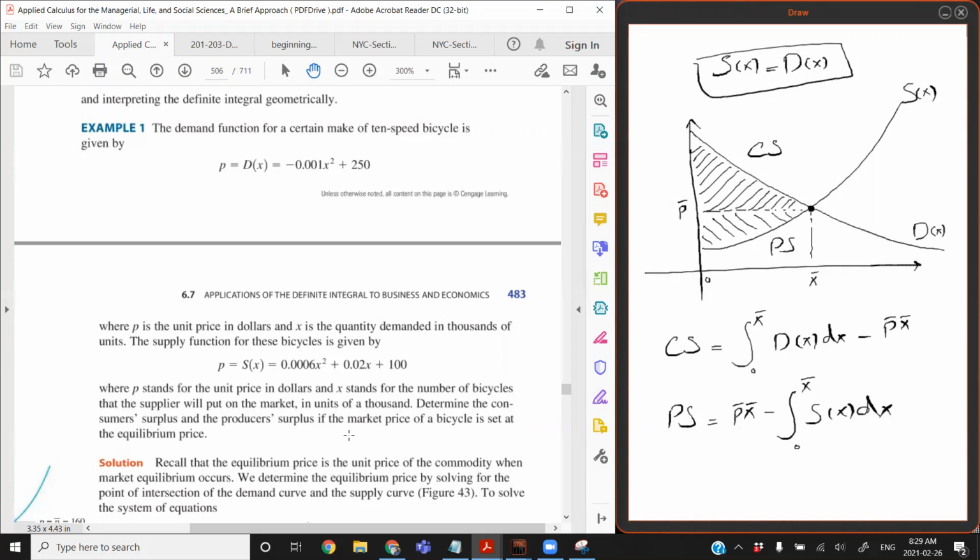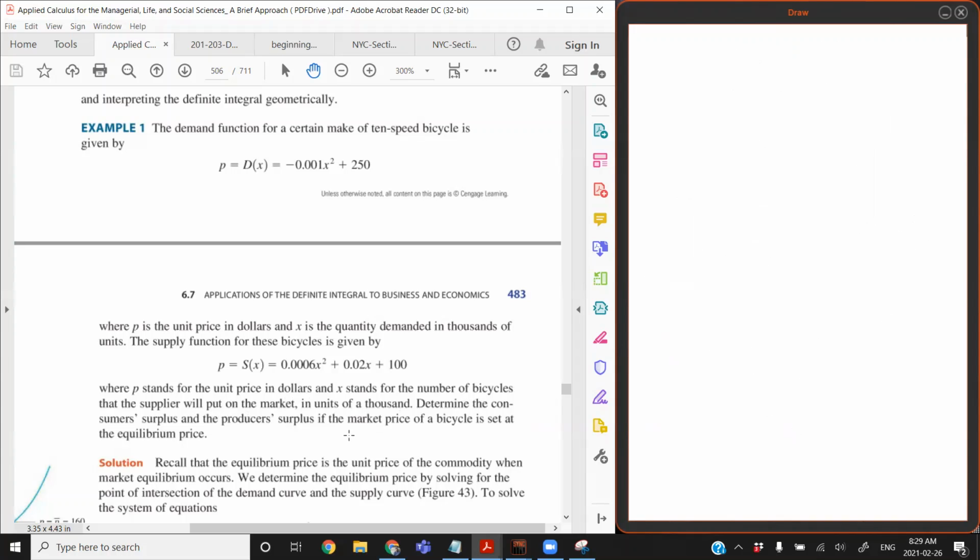Okay. So for this problem, first I need to make the two functions, the demand and the supply, equal. That will give me X bar. And when I have X bar, I can plug X bar into either of the two functions, and that will give me P bar. If I plug it into the supply function, that will also be P bar. So that's the first step.